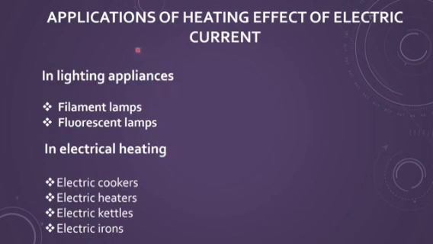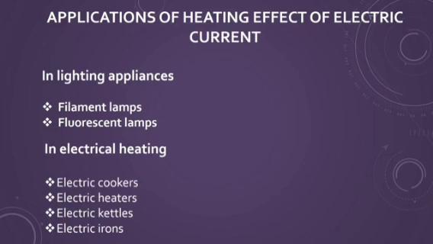You may see there are applications of the heating effect of electric current in day-to-day life, where it is used in filament lamps and fluorescent lamps. In electrical heating also we use it in electric cookers, electric heaters, electric kettles, and irons. Like thermistors, which we talk about, are used as an indicator in electric iron; that is a non-ohmic conductor. So non-ohmic conductors find applications in many places and we will deal with those in the coming lectures.